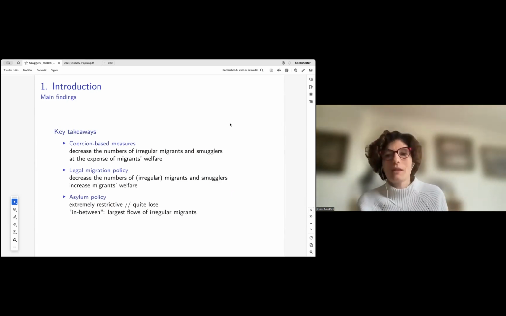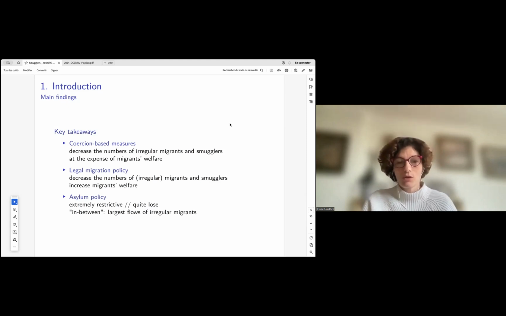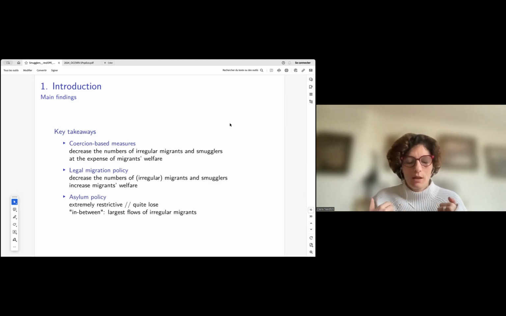Just what did we find with this model? We found that coercion-based measures are going to work. They're going to deter migration. They're going to deter smugglers, but they're also going to impose a huge cost on migrants' welfare. On the contrary, legal migration policy, so just increasing a bit legal ways of coming into Europe, will decrease the numbers of irregular migrants and smugglers, increase migrants' welfare, and will not increase the total number of migrants to Europe.